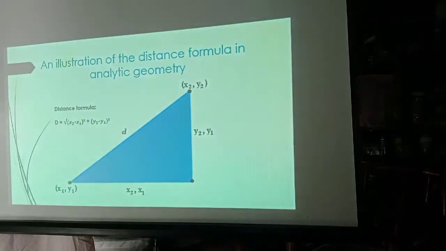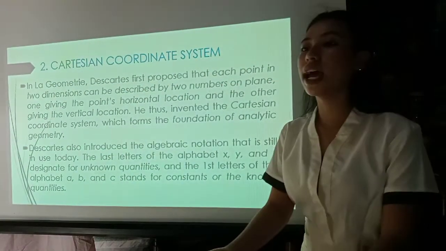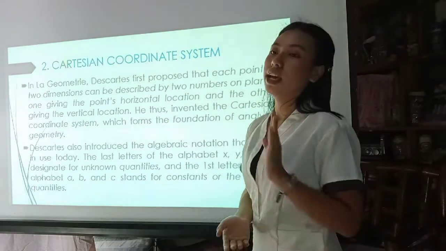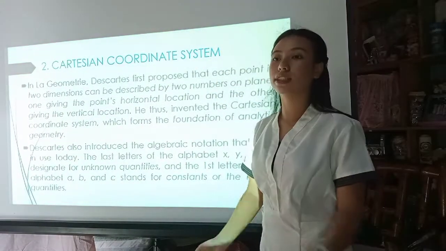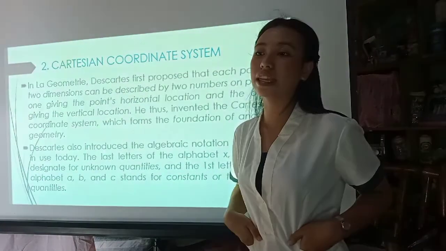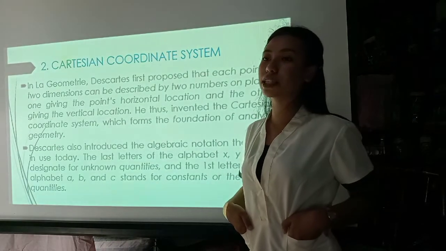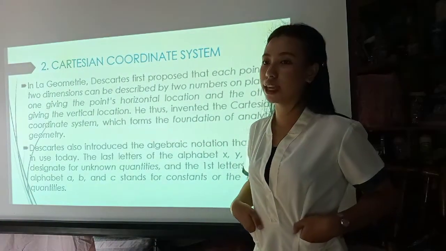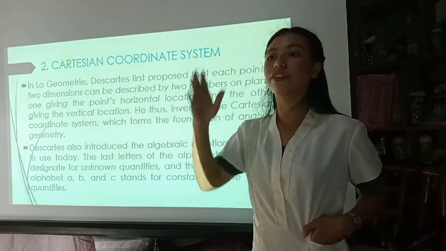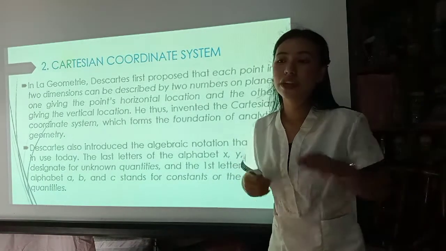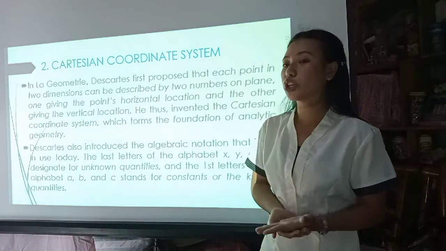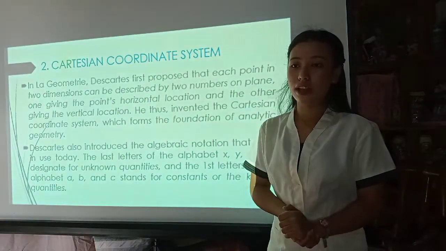So now, the second contribution of René Descartes in mathematics is the Cartesian coordinate system. In La Géométrie, Descartes first proposed that each point in two dimensions can be described by two numbers on a plane, one giving the horizontal location and the other giving the vertical location. He thus invented the Cartesian coordinate system, which forms the foundation of analytic geometry.